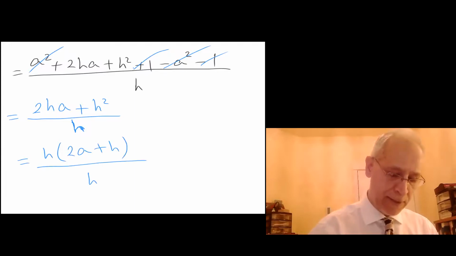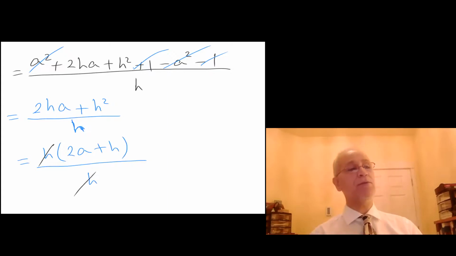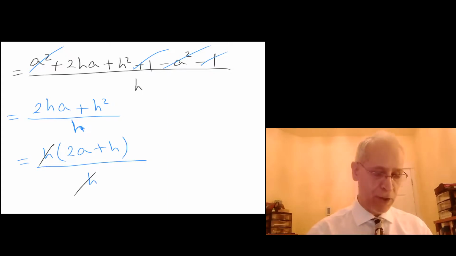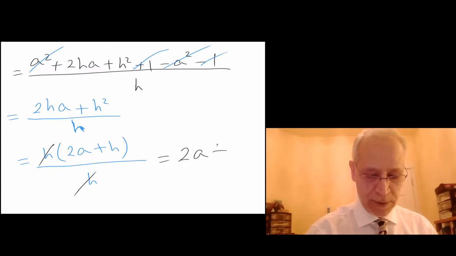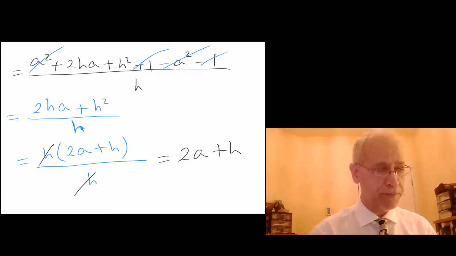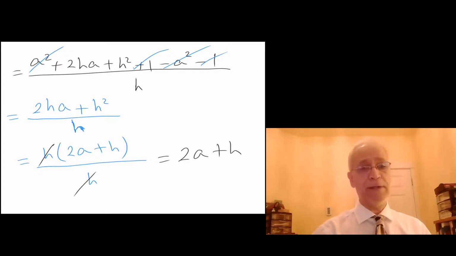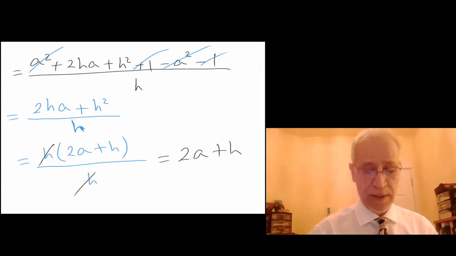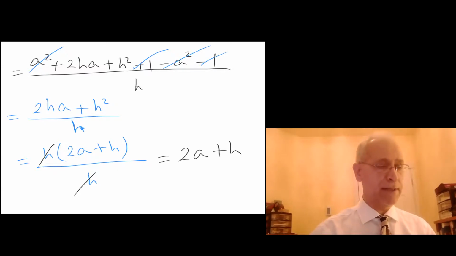And now I can cancel. Now that I have a product on the numerator, I can cancel the h. So my final answer is 2a plus h. So the difference quotient for f of x equals x to the second plus 1 is 2a plus h.